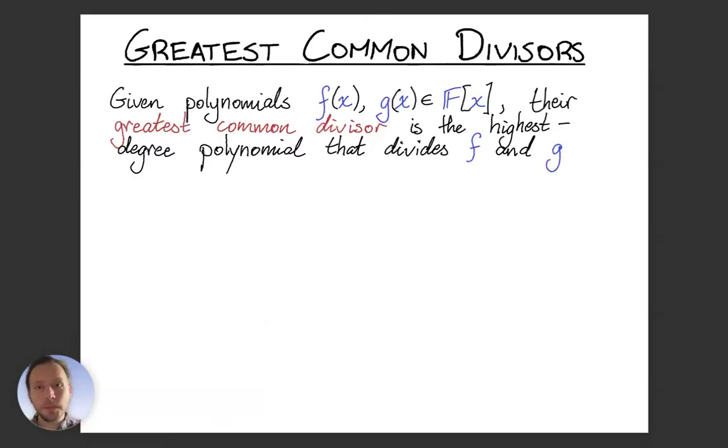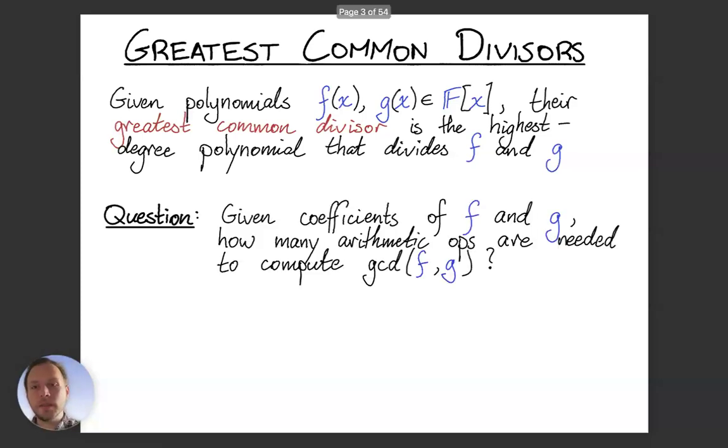This work is focused on computing greatest common divisors of univariate polynomials. So recall, if we have two univariate polynomials, f and g, with coefficients in some field F, then their greatest common divisor is simply the highest degree polynomial that simultaneously divides f and g. And the main question we'll be interested in is, if we're given the coefficients of f and g as input, how many arithmetic operations do we need in order to compute their GCD?